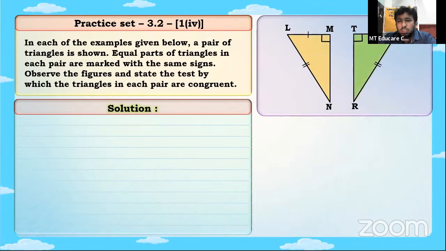Okay. Now students, observe these two triangles. What is the name of the first triangle? LMN. And tell me students, what is the name of the second triangle? It is PTR. So students, first triangle LMN, second triangle PTR. Students, look at the figure properly and tell me both the triangles will be congruent by which test? Yes, many of you have given me the correct answer. It is the hypotenuse side test. How will it be done?